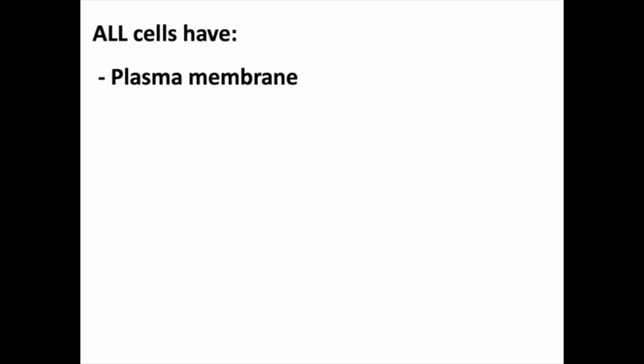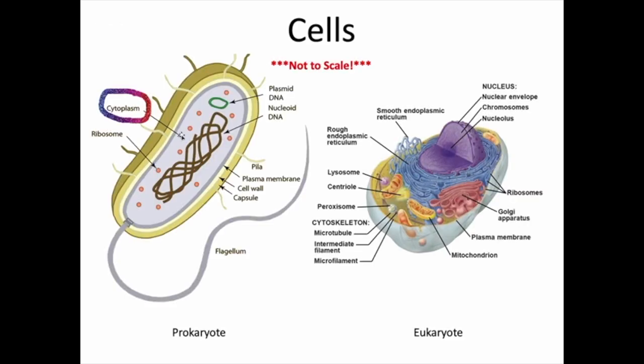Another one is cytoplasm. This one's defined in the key terms as the entire region between the plasma membrane and the nuclear envelope. More about the nuclear envelope in a couple of minutes, but basically the cytoplasm is the inside of the cell. It's just mostly water. It's just the stuff that everything is floating around in.